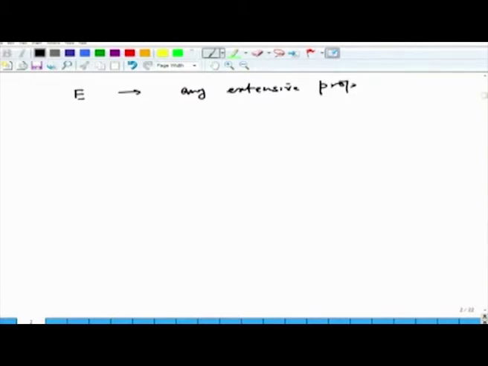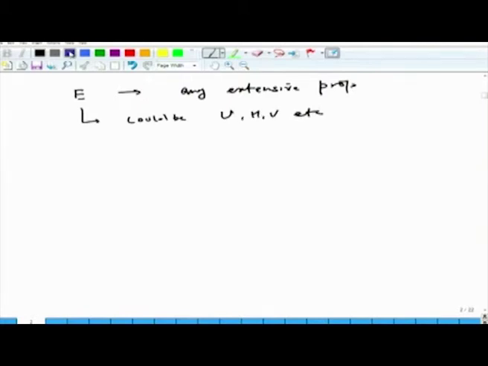Then we will realize that this is ambiguous, so it is difficult to do that, and we will try to introduce something called fugacity. So, let us consider E, which stands for any extensive property. E could be anything, E could be energy, U, H, V, etc.